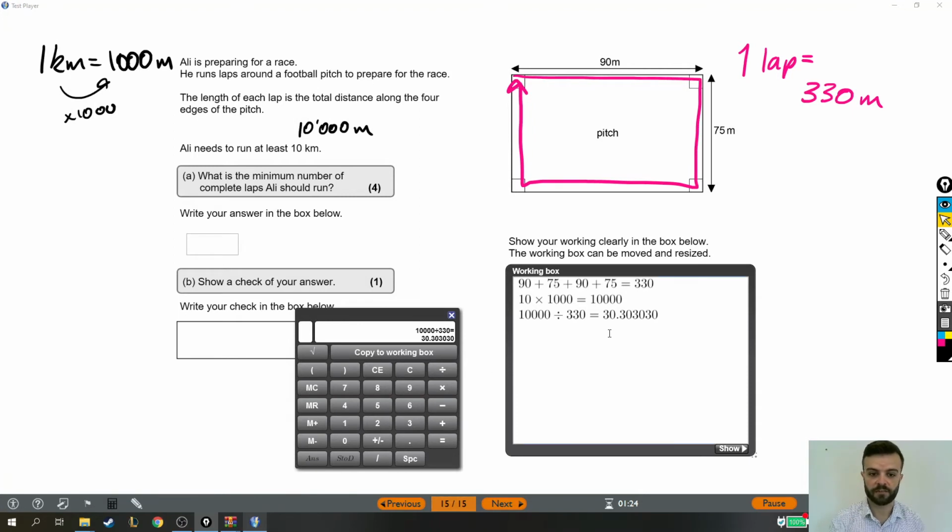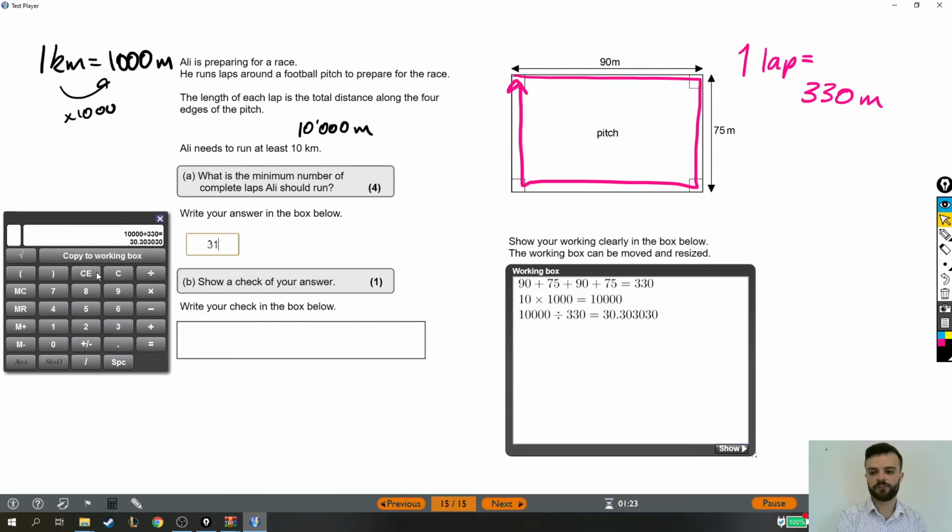So it looks weird, but that tells us that he's going to need to do 30.303030 laps in order to get to 10,000 meters. But a couple of things. Ali needs to run at least 10 kilometers, so it's fine if he goes a bit further. And the question actually says, what's the minimum number of complete laps Ali should run? If we rounded this down to 30, he hasn't gone 10,000, he hasn't gone far enough. But if we go up to 31 laps, then he will have done at least 10 kilometers. So the minimum number of complete laps he should run is 31. Because if he runs 31 laps, he'll have gone over by a little bit, but that's fine. He can't go under because he needs to do at least 10 kilometers.